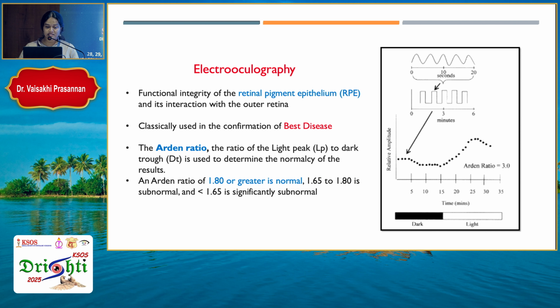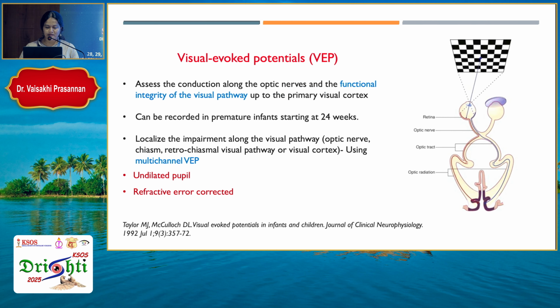Electrooculography records the functional integrity of the retinal pigment epithelium and its interaction with the outer retina, classically used in confirmation of Best's disease, and an Arden ratio of less than 1.65 is considered to be subnormal.